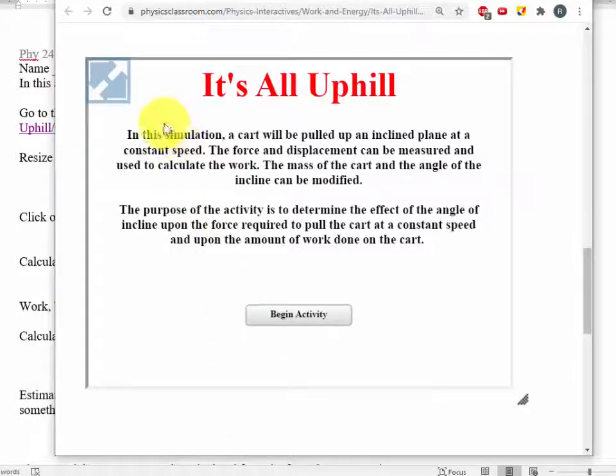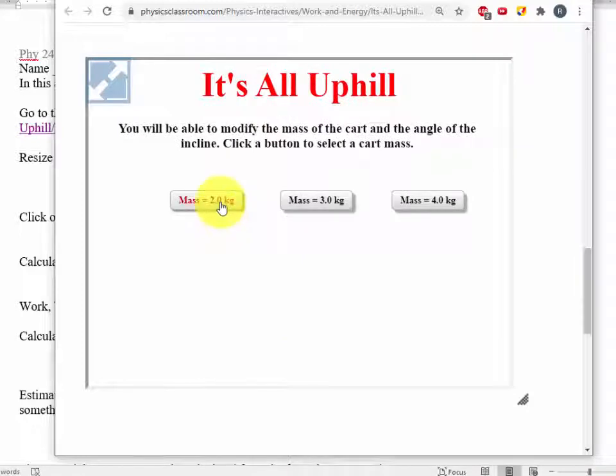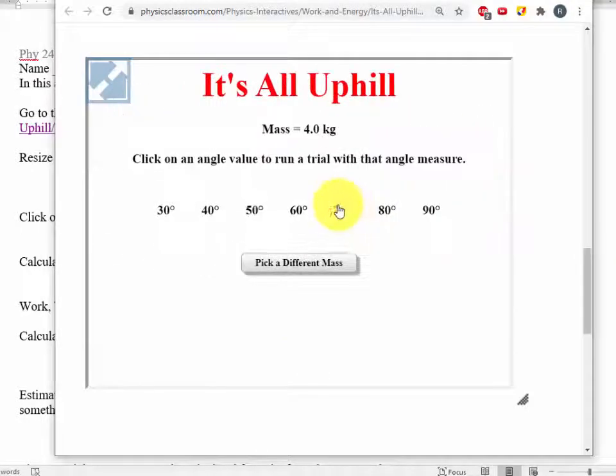I highly recommend that you make it full screen by clicking on this. It just makes it a little bit easier, but since I'm working on just a portion of my screen, I'm just going to begin it right here. I have you select a mass. I'm going to select a different mass, that way you can do something a little bit different. And I'm just going to have you do it for a couple of different angles.